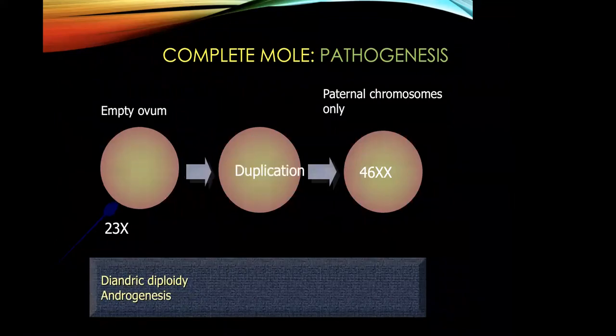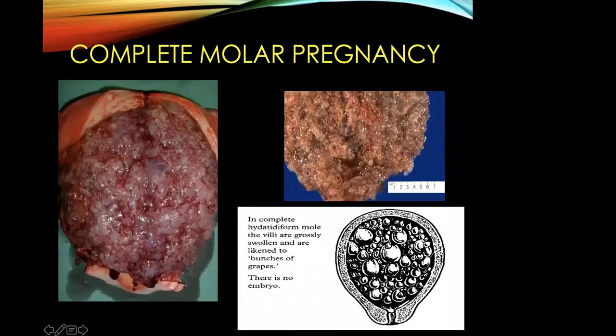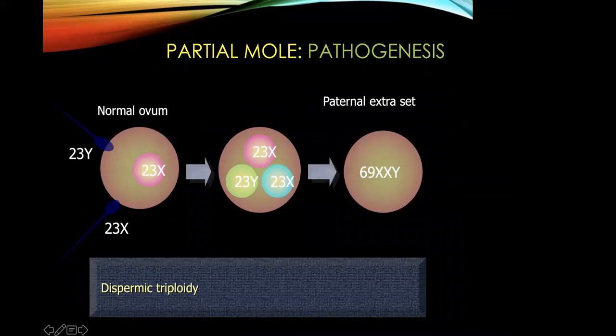This is a very simple diagram and it tells you about an empty ovum of 23X with a sperm that undergoes duplication. Mind you, there is no sperm entering inside. But here you have a sperm which enters, and that further causes the problem of complete mole. Here you see the vesicles are grossly swollen, forming a bunch of grapes. There is no embryo.